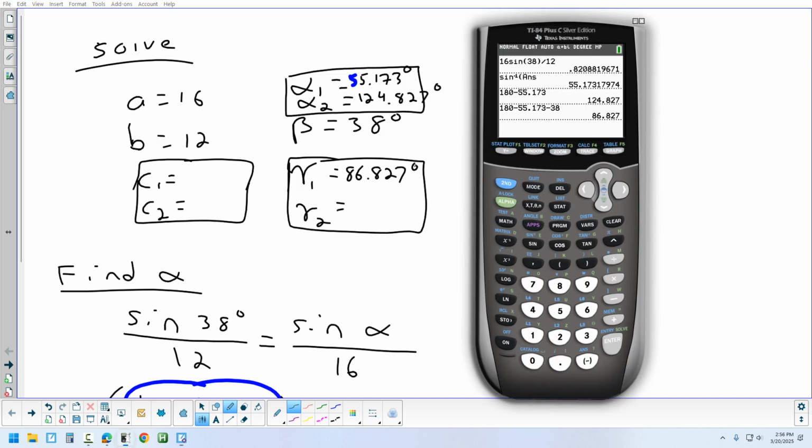All right, now to get gamma 2, what are the 2 angles I'm going to add up and then subtract from 180? Yes, use the 124.827 and the 38. Exactly. Take 180 minus 124.827 and minus the 38. If you got this far and you all of a sudden get a negative answer, that means you messed up counting the second solution and you shouldn't have. If that ever comes out negative, you somehow made a mistake and should not have done the second solution. But we got a positive, as we already checked it should work. 17.173.